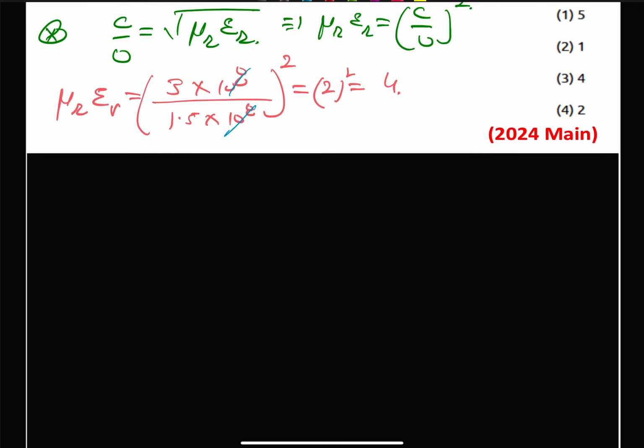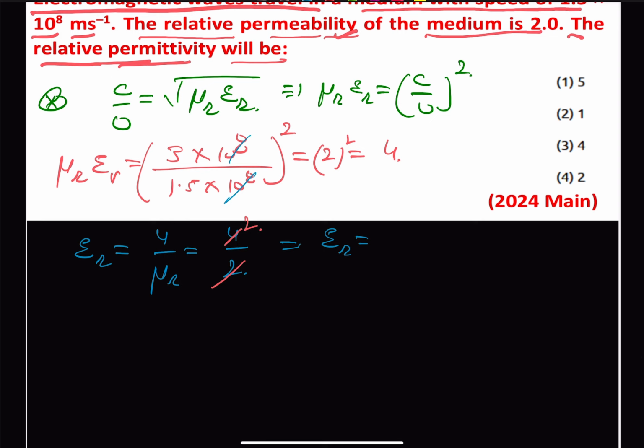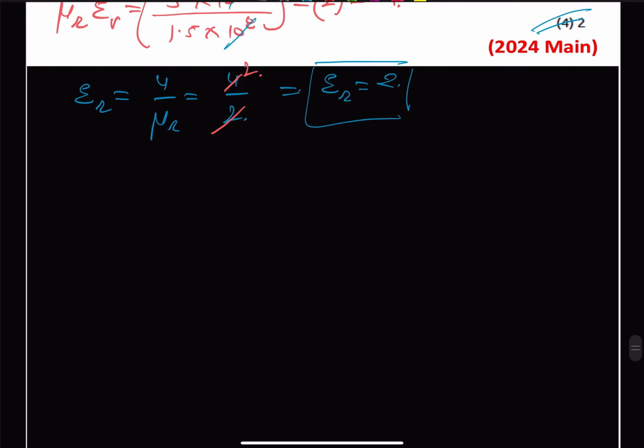And from here we can write that our epsilon r is equal to 4 upon mu r, which is given as 2. So this 4 goes by 2, giving us that our epsilon r, which is our relative permittivity, is equal to 2. So option number 4 is correct. Correct. Next question.